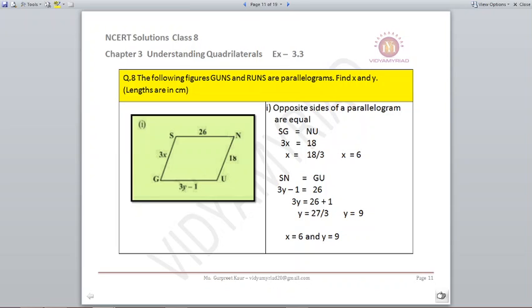Same way we know that SN is equal to GU. That means 3y minus 1 is equal to 26. We can find out the value of y, that comes out to be 9.